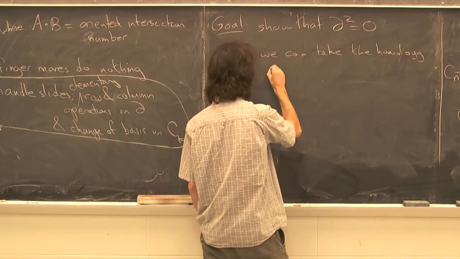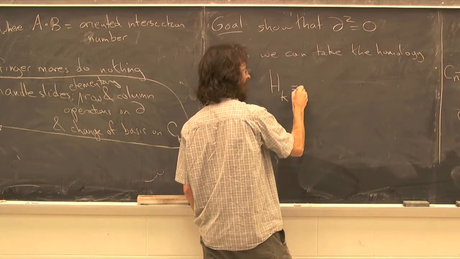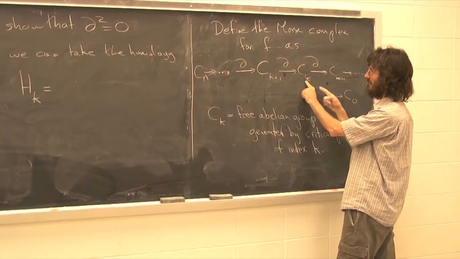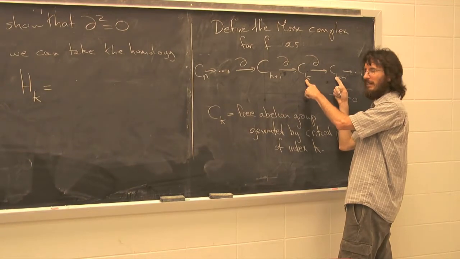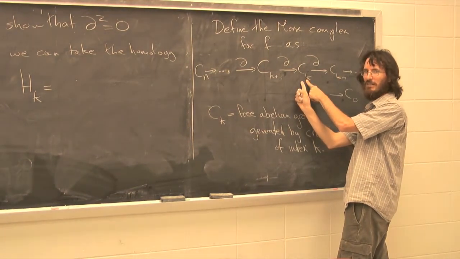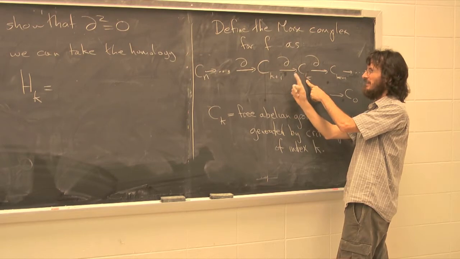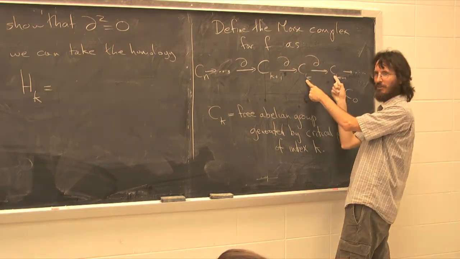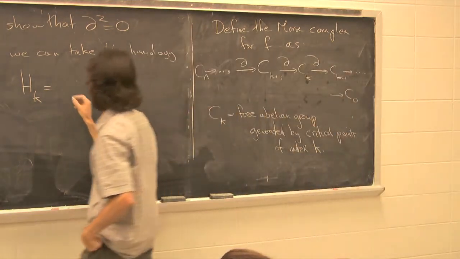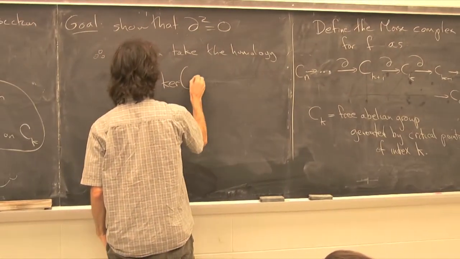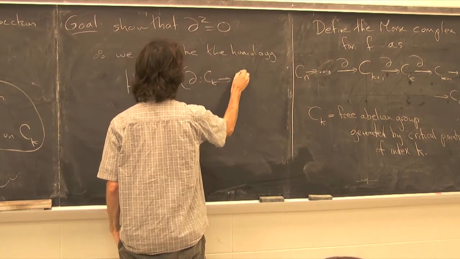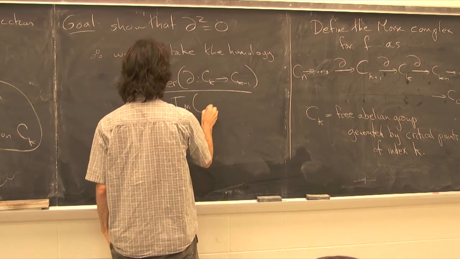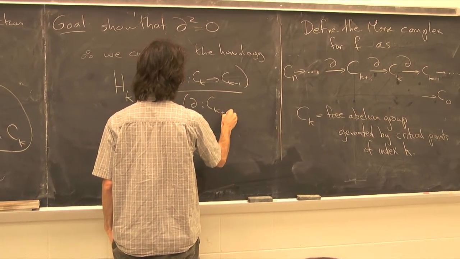What that means is we're going to define groups called H sub k. Knowing that the boundary of the boundary is 0 means that if I take the kernel of this map, it contains the image of this map. If I go from here and then there, I end up at 0. Therefore, the image of this map is contained in the kernel of that map. So I can take the kernel of the boundary map from C_k to C_{k-1} and mod out by the image of the boundary map from C_{k+1} to C_k.